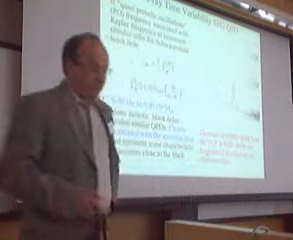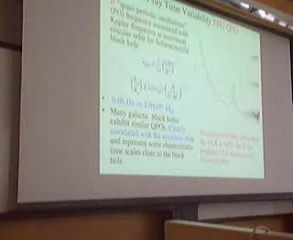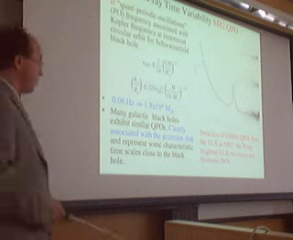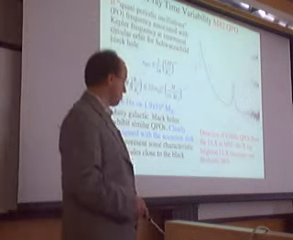So why do we think that these are accreting black holes? First, because they're variable, and this is one of the nicest proofs that this is a strongly variable source.